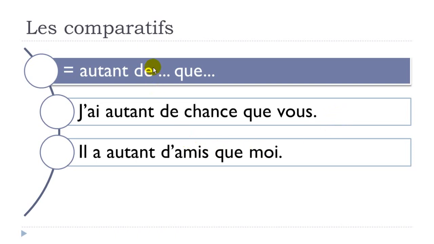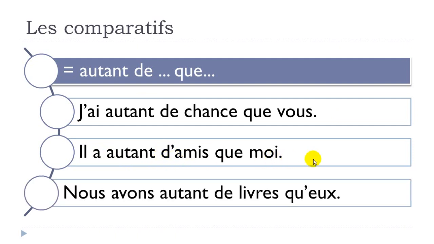As usual in French, you get this de here, but if the word coming right after starts with a vowel or a silent h plus a vowel, then you should definitely take this e away. Il a autant d'amis que moi. Nous avons autant de livres que. And the same thing here with que: when followed by a vowel, the e needs to go away.